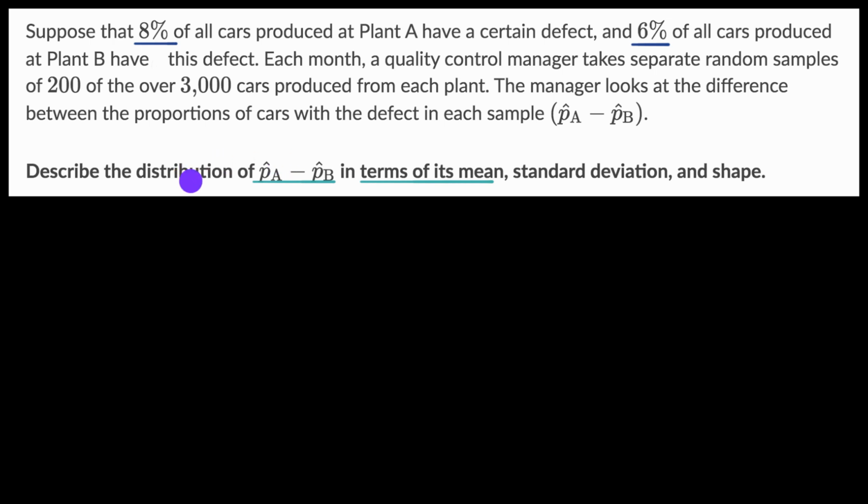Well, we have seen this in previous videos, that the mean of the difference of two random variables is the same as the difference of the means. Or another way to think about it is, if we want to figure out the mean of the sample proportion from plant A minus the sample proportion from plant B, this is just going to be equal to the mean of the sample proportion from plant A minus the mean of the sample proportion from plant B. Now, what are these going to be equal to?